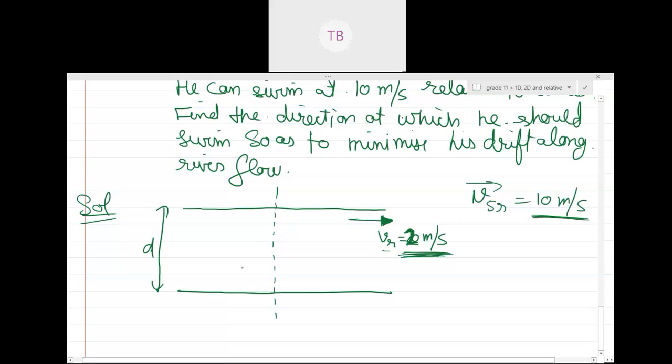If he's starting from the bottom, then he'll go completely towards the left side. If he goes completely towards the left side, then he will not be able to cross completely. Not completely, just a little. So assume that the swimmer is swimming at an angle of theta with respect to the vertical, okay?